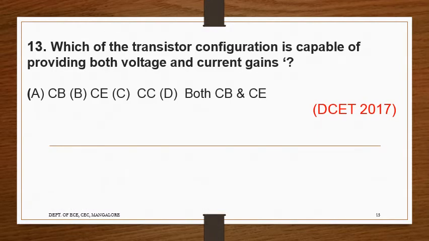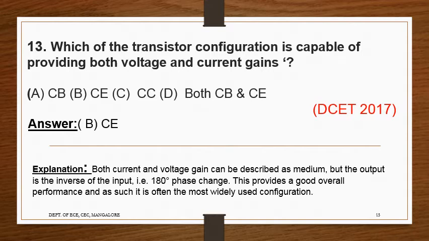Which of the transistor configurations is capable of providing both voltage and current gains? A, common base, B, common emitter, C, common collector, D, both common base and common emitter. So voltage as well as current gains. Answer is only common emitter. Both current and voltage gain can be described as medium, but the output is the inverse of the input, that is, 180-degree phase changed. This provides a good overall performance, and as such it is often the most widely used configuration.